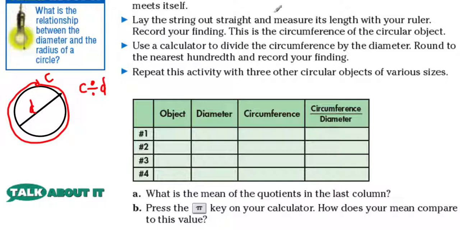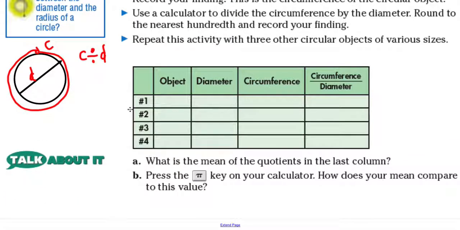The mean should be very close to 3.14. I think the answer is somewhere here underneath. There. So that is about 3.14, close enough, not necessarily exactly 3.14, but around that number. And then you get your calculator and press the pi key on your calculator. How does your mean compare to this value? Basically you know that pi is actually 3.14192, and so on and so forth.